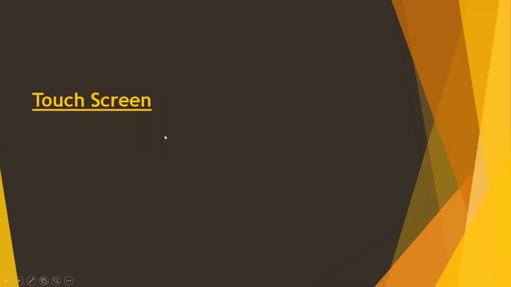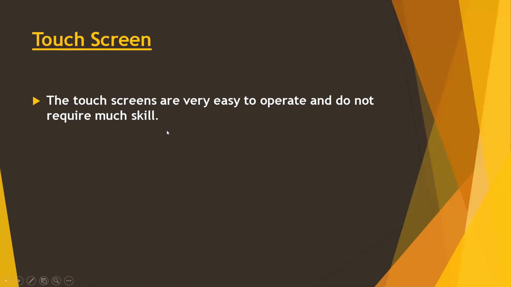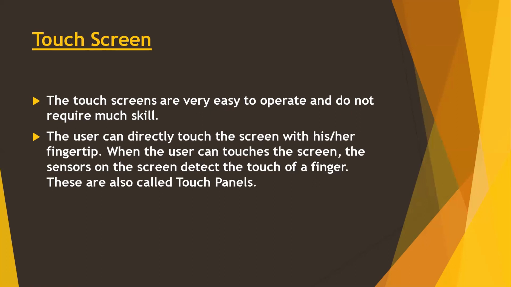Touch screen. For touch screen, your mobile itself is an example, or ATM machines. Touch screens are very easy to operate and do not require much skill. The user can directly touch the screen with his or her fingertip. When the user touches the screen, the sensor on the screen will detect the touch of a finger. These are also called touch panels. I hope there is no need of explanation here. Example, ATM machine. I hope everyone has used an ATM machine. Whenever we touch something on that screen, it will sense our touch.